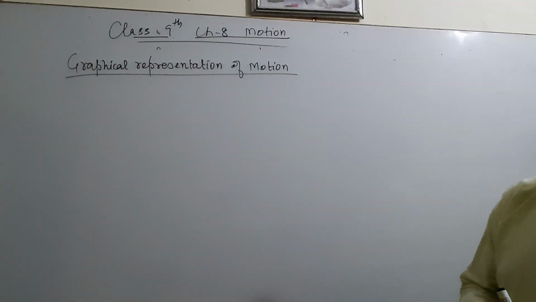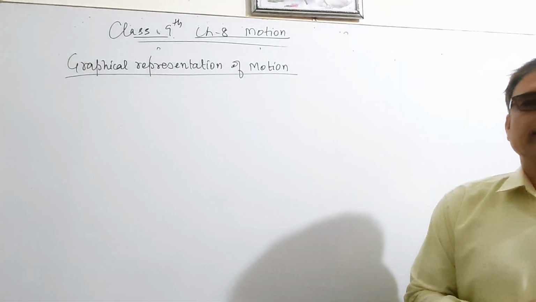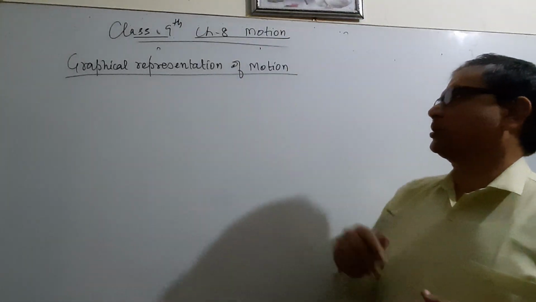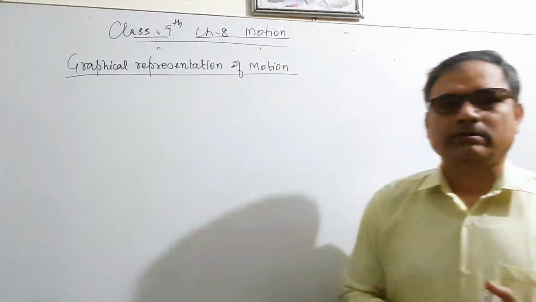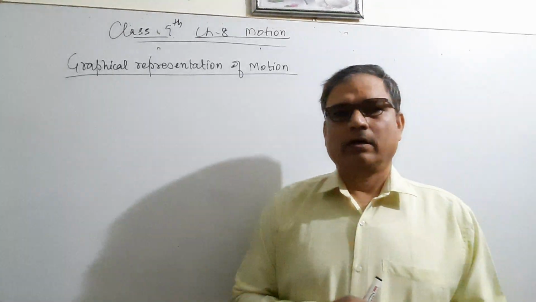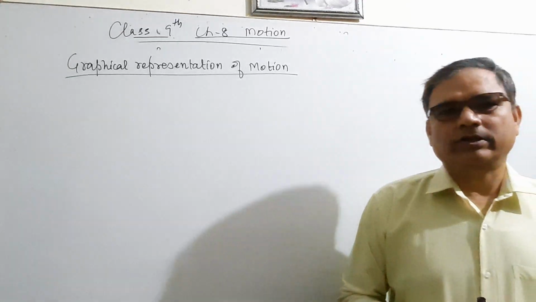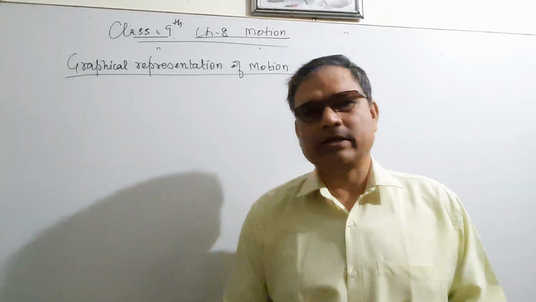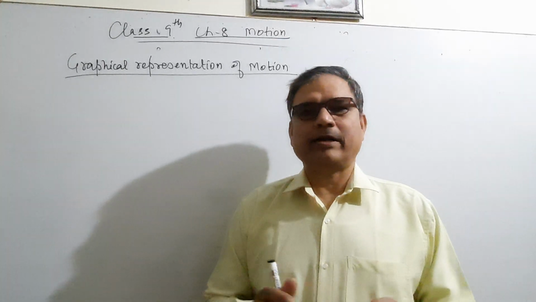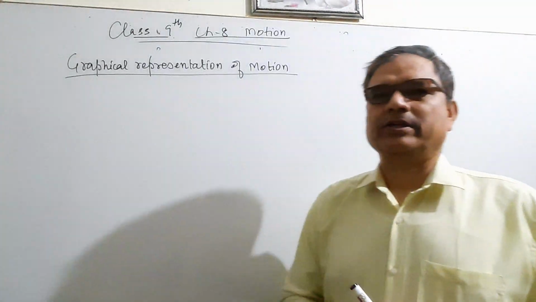Today we will start chapter 8, Motion, of class 9 science, and the topic is graphical representation of motion. That means how we can represent motion in a graph: velocity, speed, uniform speed, uniform velocity, acceleration, uniform acceleration, and distance. These we can express in a graph. And there are two types of graphical representation.